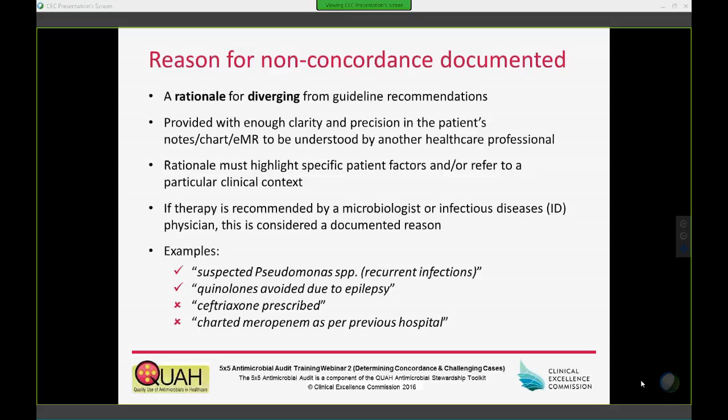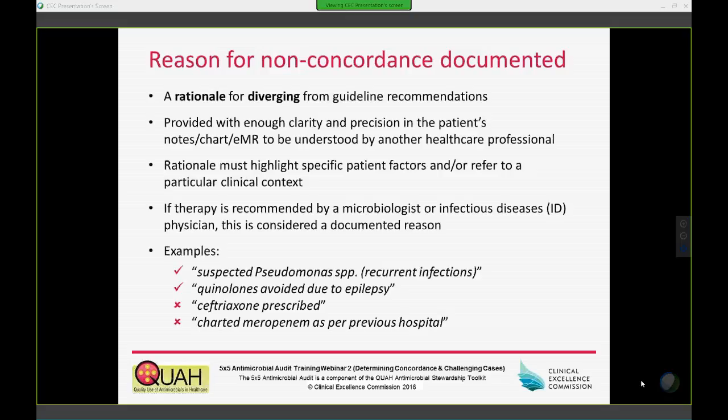If the therapy is recommended by a microbiologist or infectious diseases physician, this is a documented reason. Those people have specialised knowledge in infections and what the likely causes are, and what bacteria or fungi you might see in your patient population, and what those bugs are likely to be sensitive to. So that recommendation is a valid reason for non-concordance.